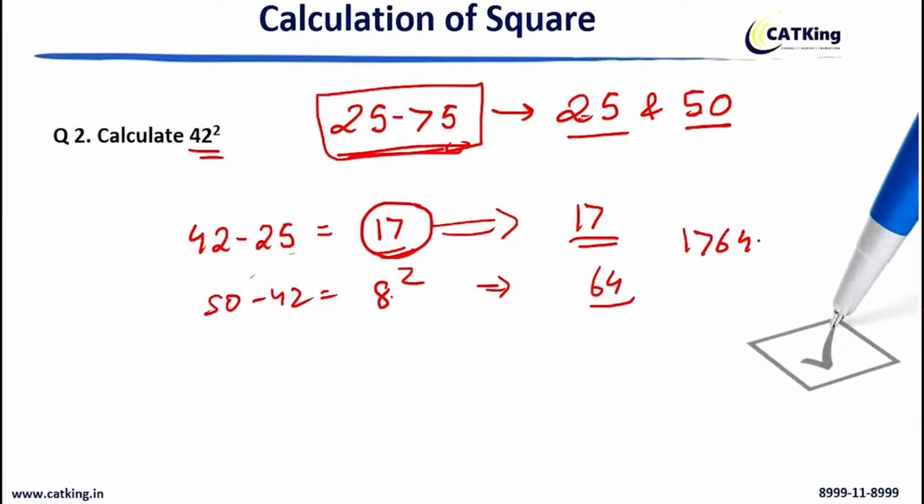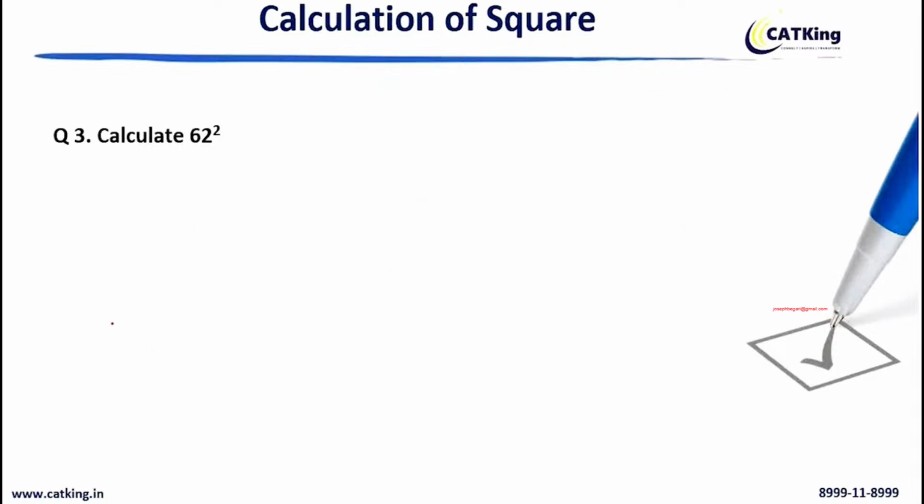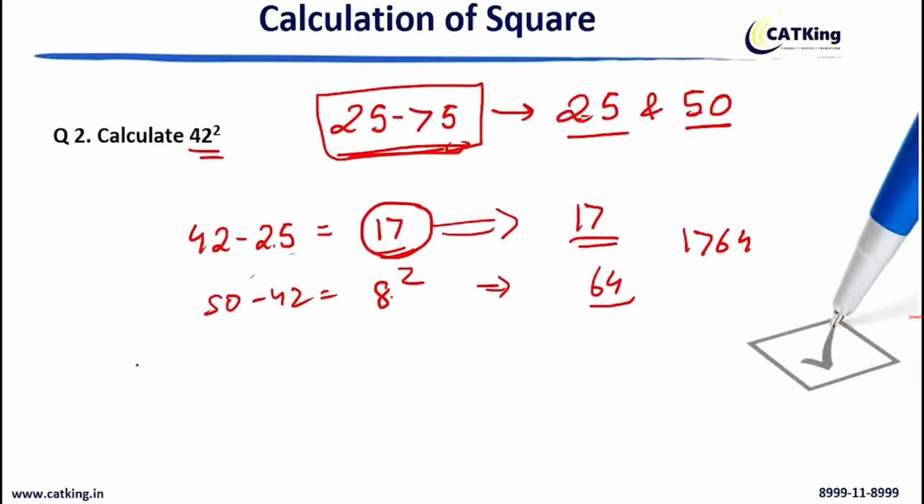So I hope you guys got it. Right? It is fairly simple. You just have to take difference from 25 and difference from 50. That's it. Let's solve few examples. For example, let's take 54 square. What is 54 square? What is the difference?